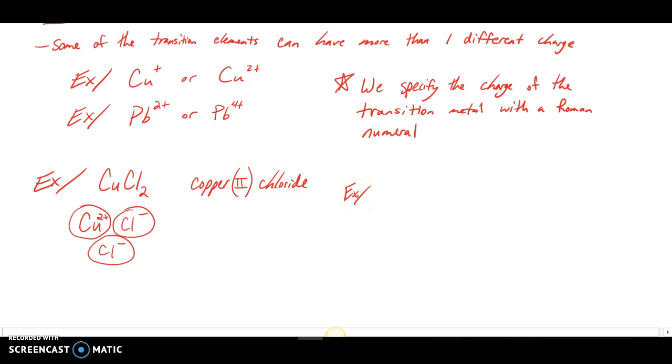Another example, if I had MnO2, I can't just say it's manganese oxide, because manganese is a transition metal, it's in the d block, it might have more than one charge. So again, I draw a picture. Here's manganese. It's bonded to 2 oxygens. We know each oxygen is 2 minus. So what does that manganese have to be? 4 plus. So it's manganese(IV) oxide.